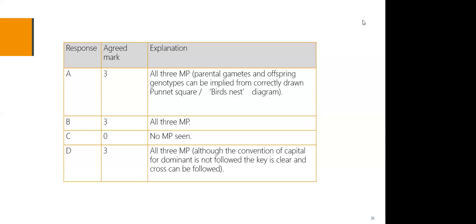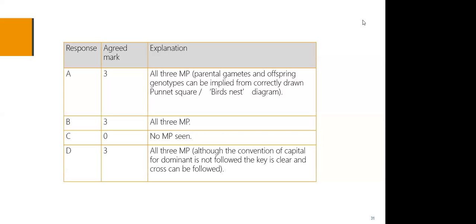The second one very clearly gets 3 marks. The third response wasn't given anything because they hadn't got the correct gametes, it wasn't possible to get the correct answer. So that didn't get any marks.